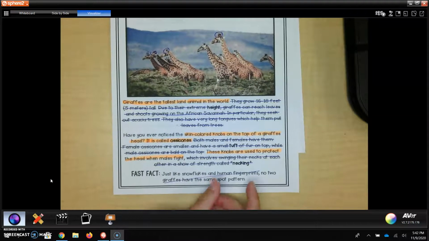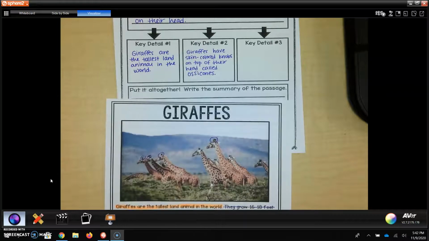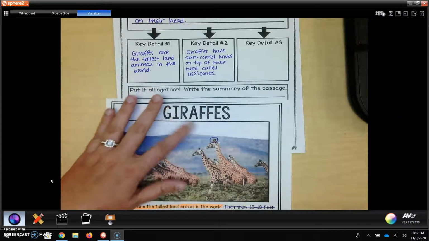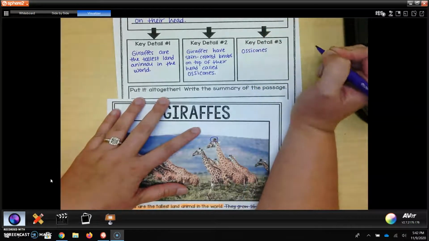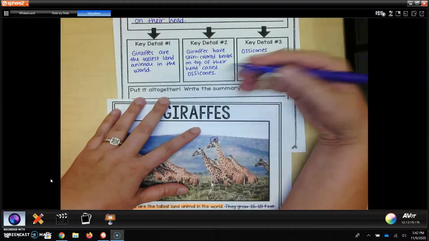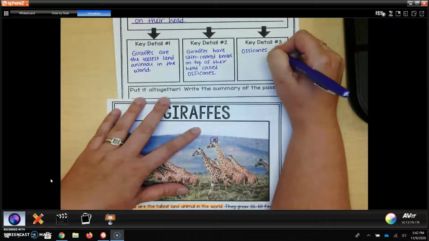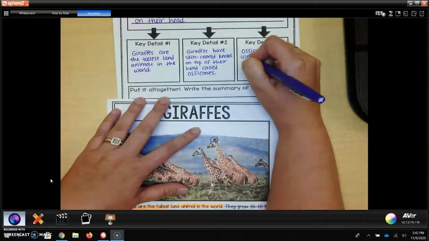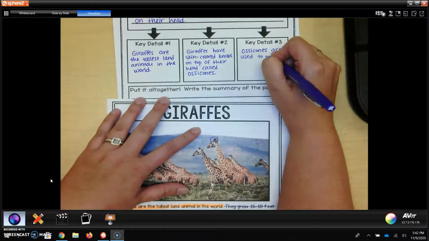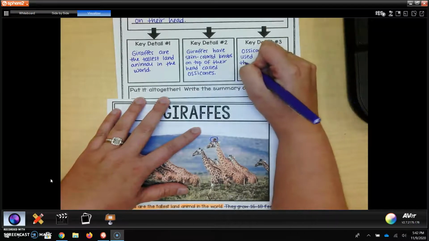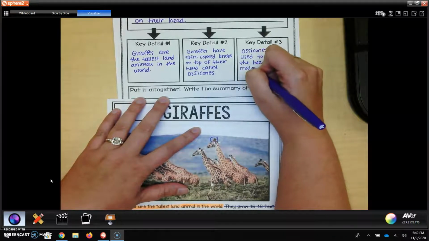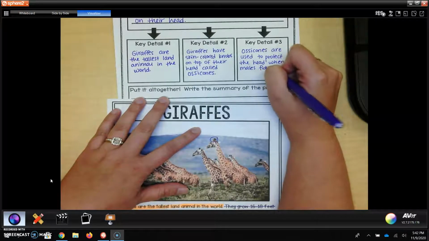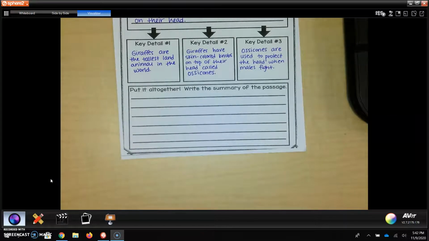And key detail number 3, these knobs are used to protect the head when males fight. That's huge. That explains what the purpose is of having those ossicones. So we can say ossicones, because once again, remember how I talked about trying to turn these into your own words, not just always copying it, but using your own words. Ossicones are used to protect the head when males fight. Period. Okay, so now we have all of our parts.